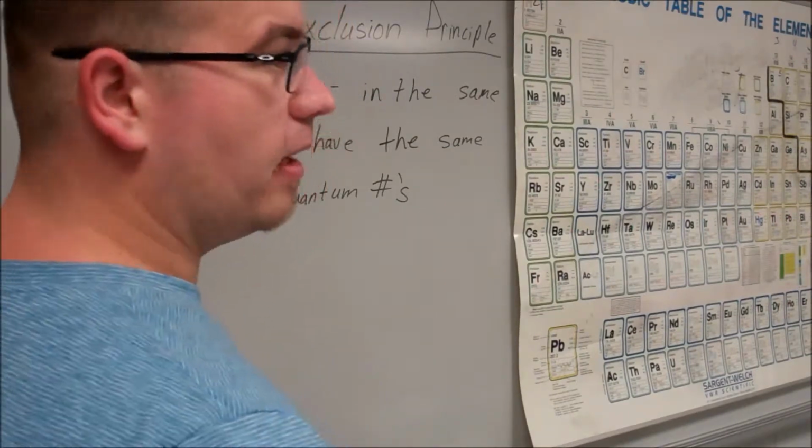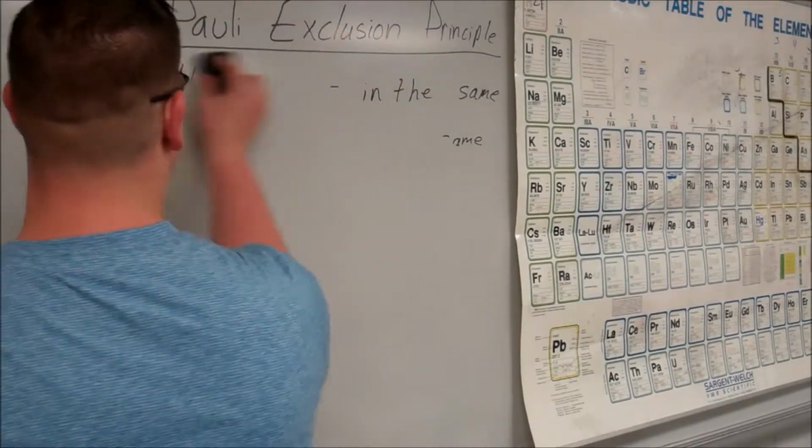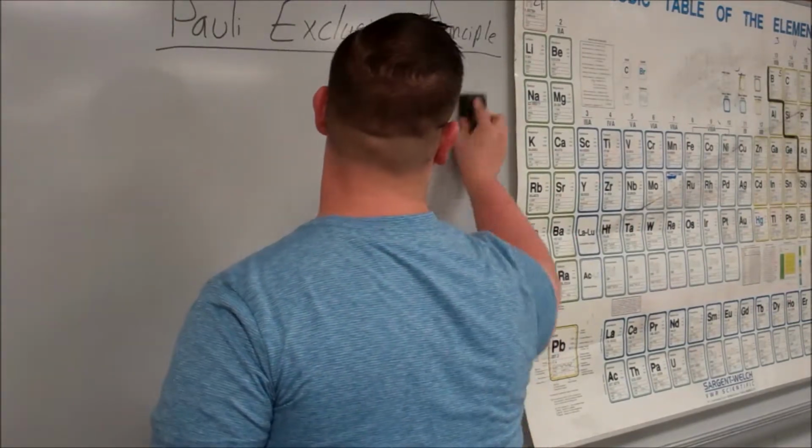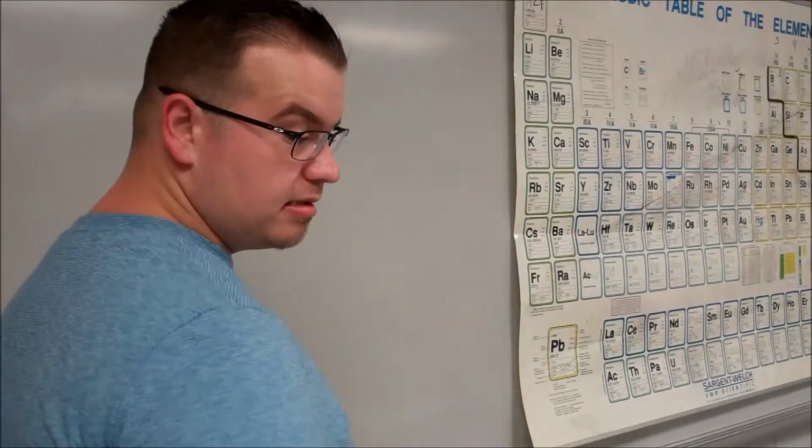All right, so there's the Pauli exclusion principle. Now we're going to talk about the last rule for success. This is called Hund's rule.